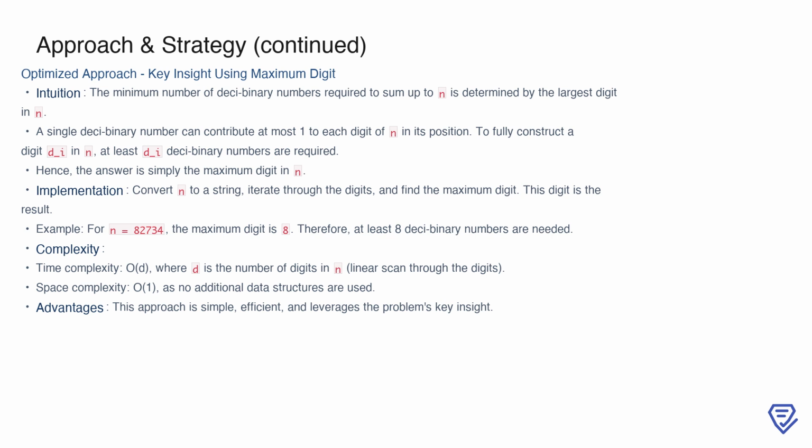The beauty of this approach is its efficiency. Finding the maximum digit only requires a single pass through the number, making the time complexity O(d), where d is the number of digits. The space complexity is O(1), as we don't need any additional data structures. This method is not only simple but also avoids unnecessary computations, making it highly efficient.